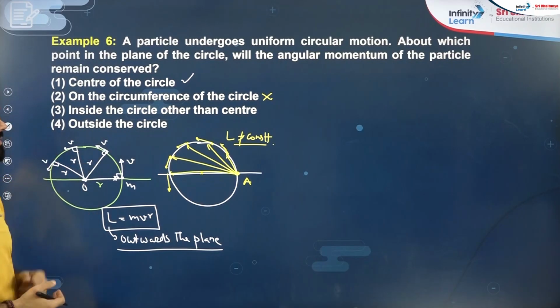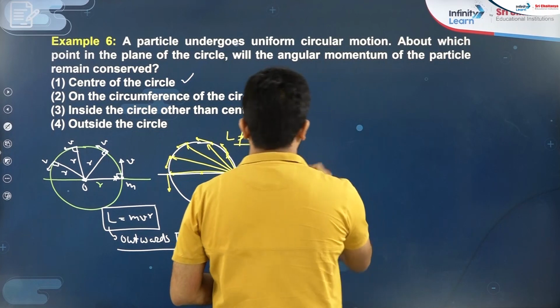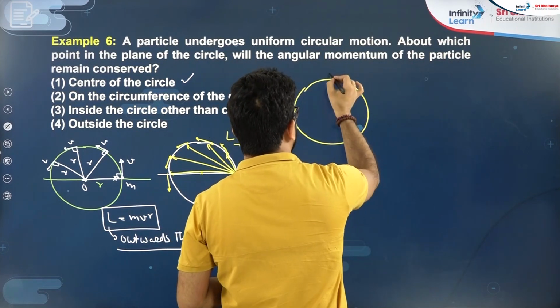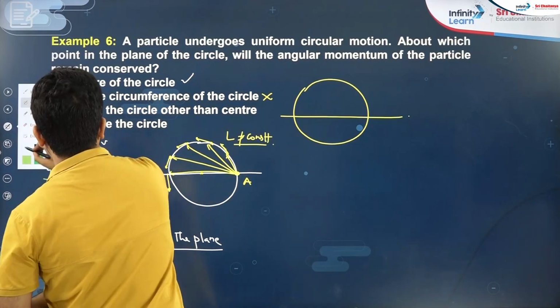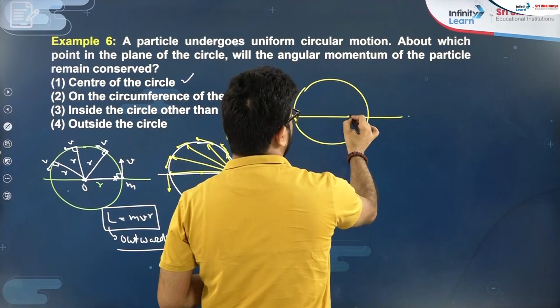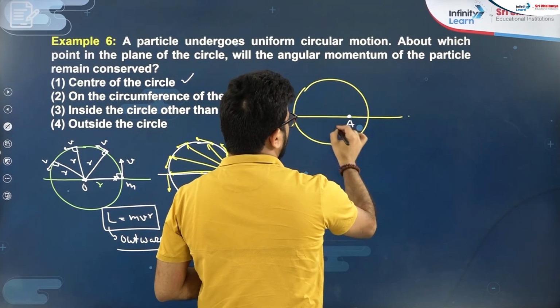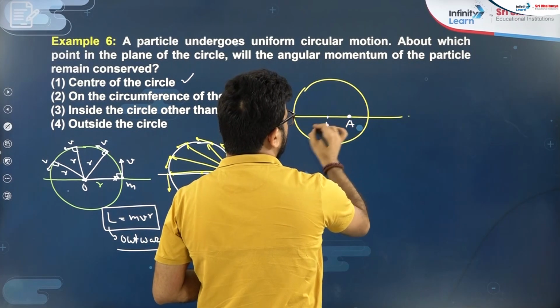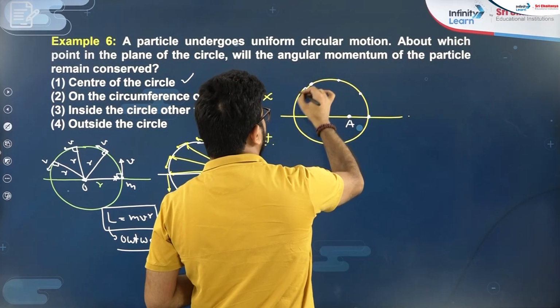Inside the circle other than the center, I can choose any other point also. I am just drawing this diagram again. This is the circle, and I am taking one point here, other than the center. Suppose this point is A, and this is the center O. The particle is here, over here, or here, you can find different points.